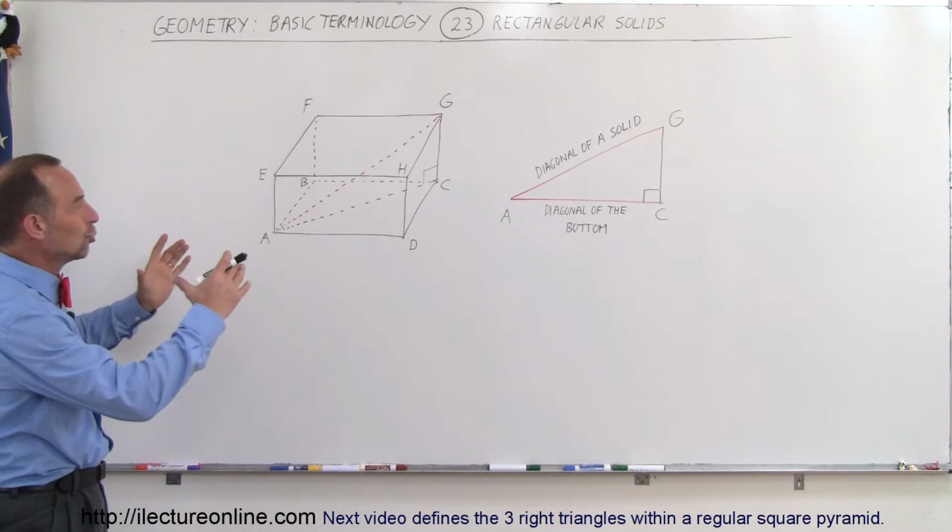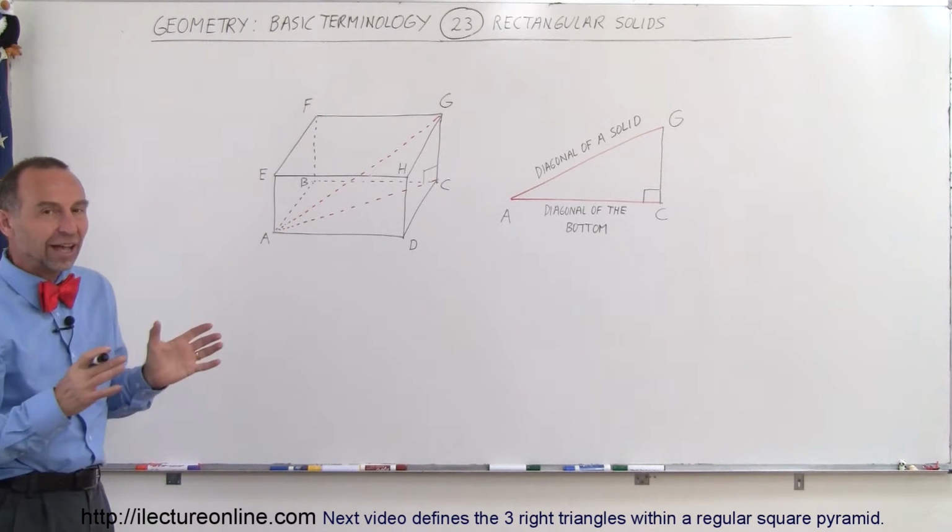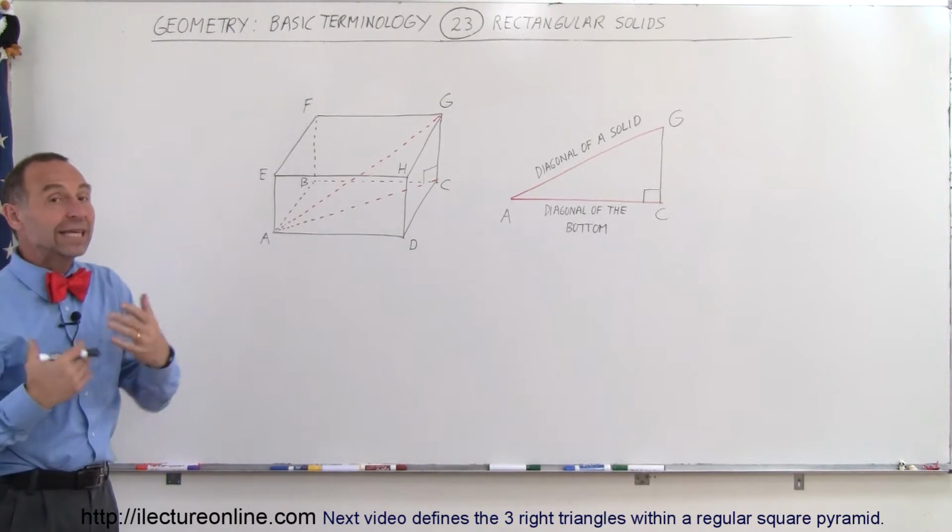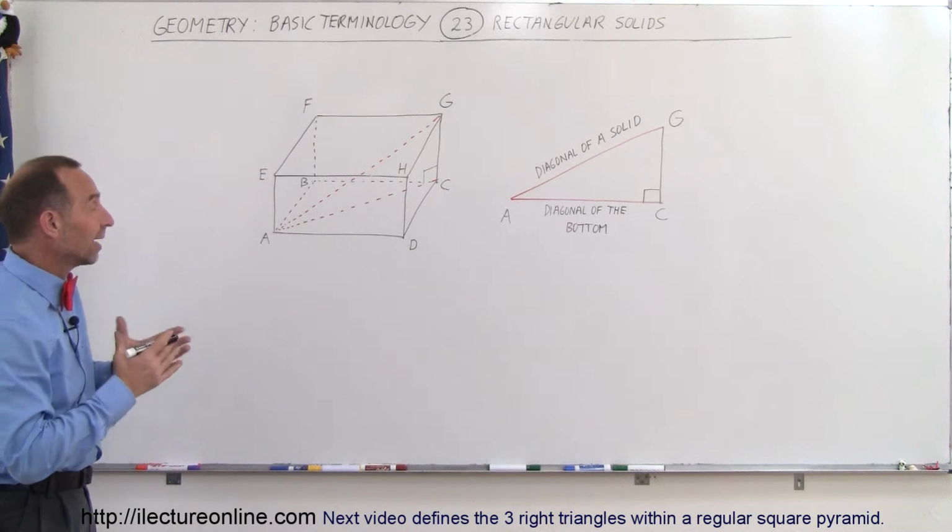So here we have a cube or a box. Notice that the sides opposite of one another are going to be equal to one another. They're going to be congruent inside.